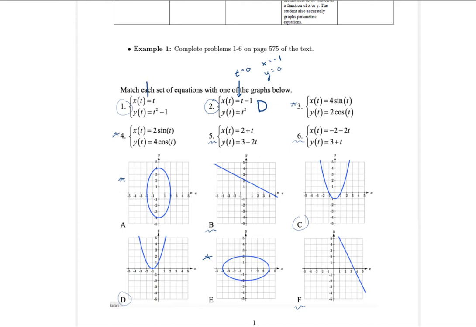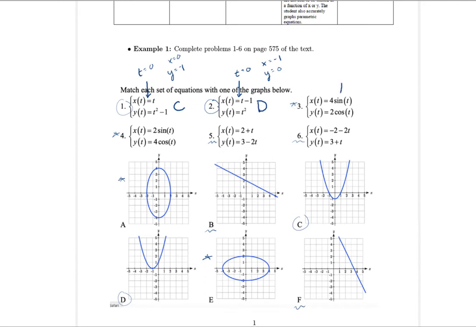And I could do the same thing over here. When t equals 0, I get x equals 0, and I get y equals -1. Okay, well, that happens with C. So I'm able to figure out which is which there. All right, how about 3 and 4?